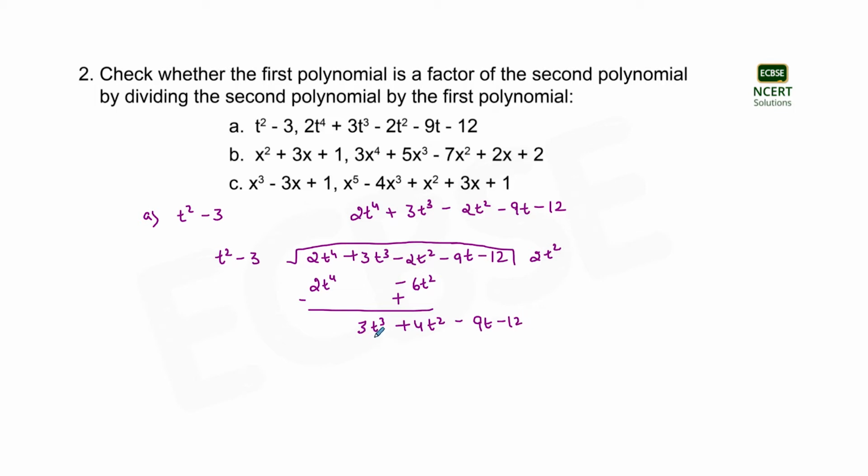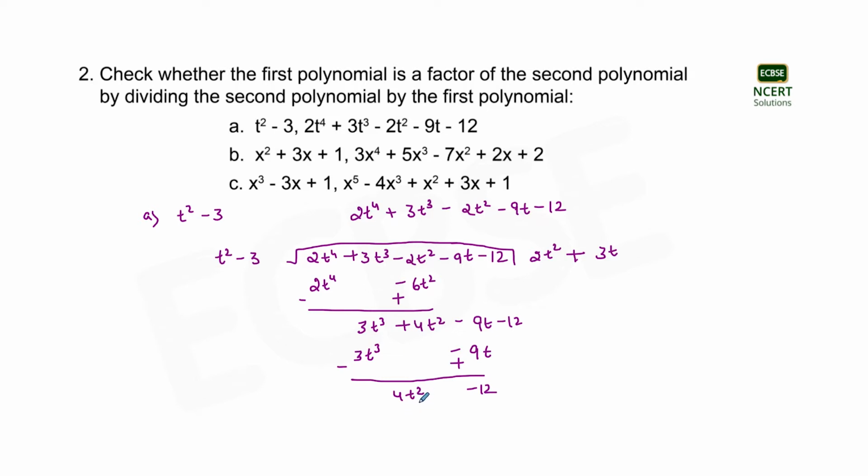As the degree of the dividend is greater than the degree of the divisor, again we need to repeat steps 1 and 2. So dividing the first term of the dividend by the first term of the divisor, we will obtain plus 3t. And then multiplying 3t with the divisor, what we obtain is the polynomial 3t cube minus 9t. Now subtracting the second polynomial from the first, that is by changing the sign of the second polynomial and adding them, we will obtain 4t square minus 12.